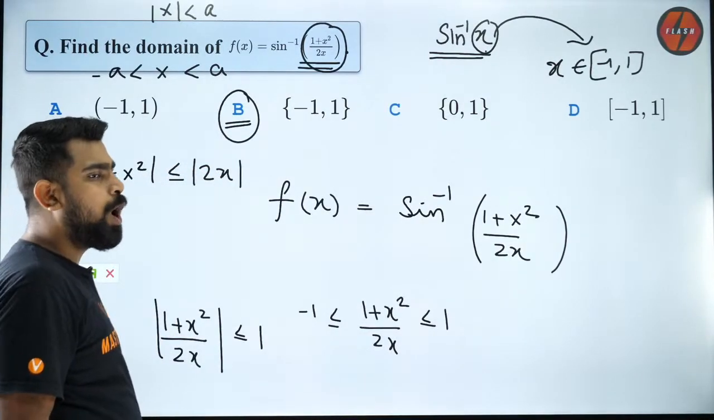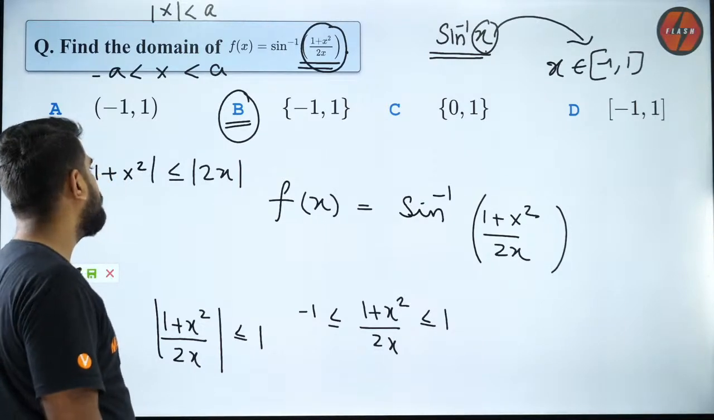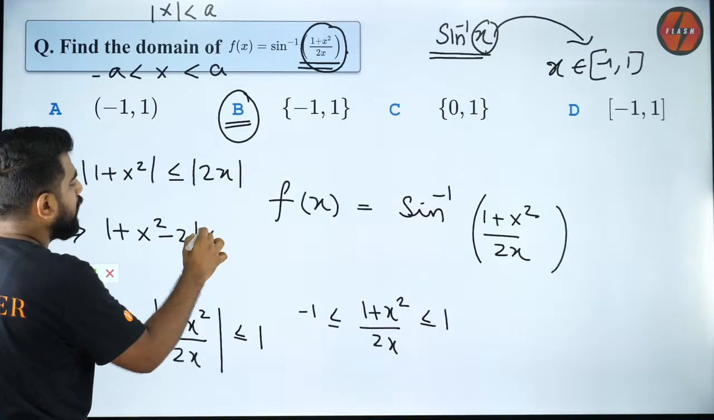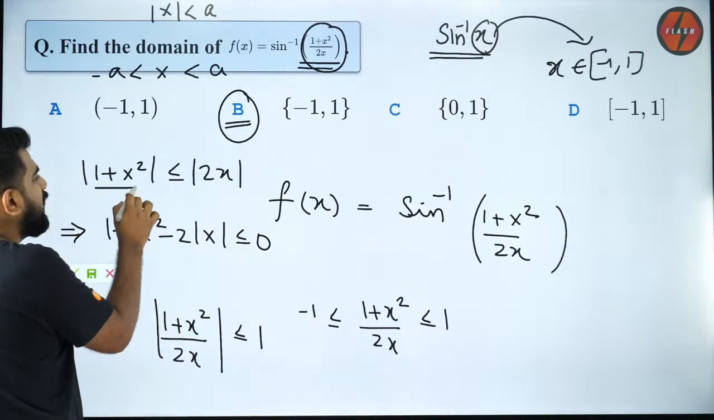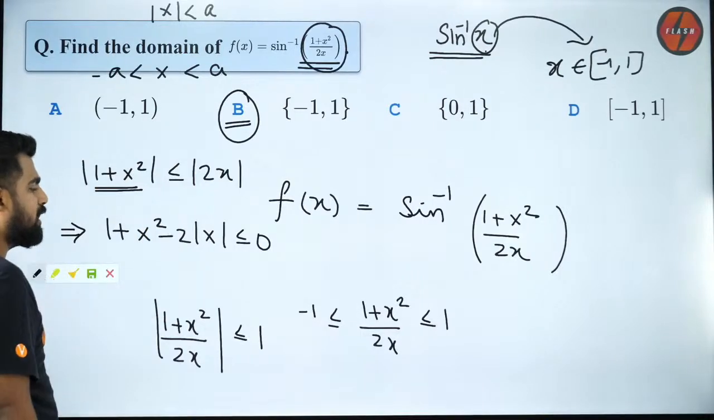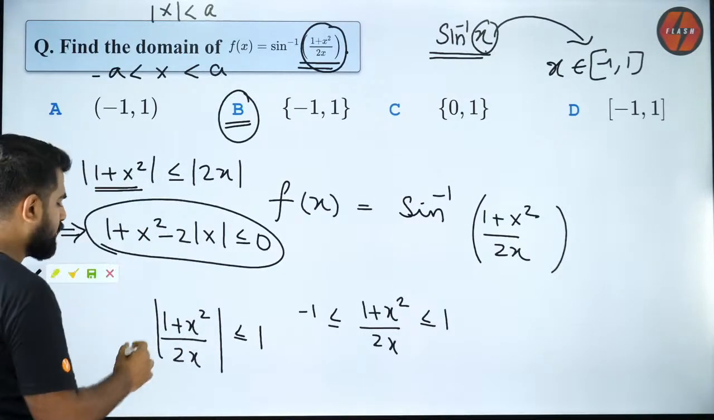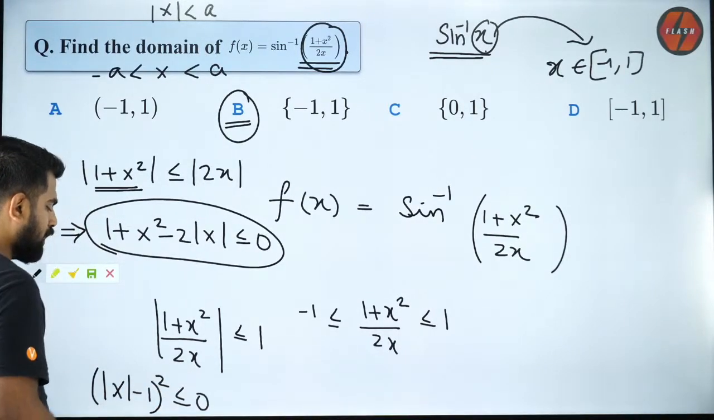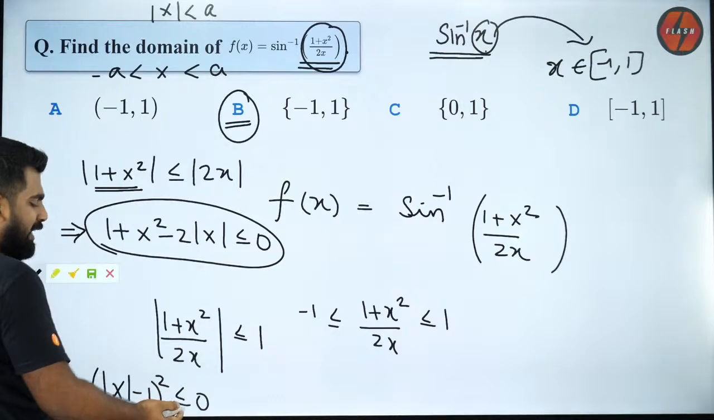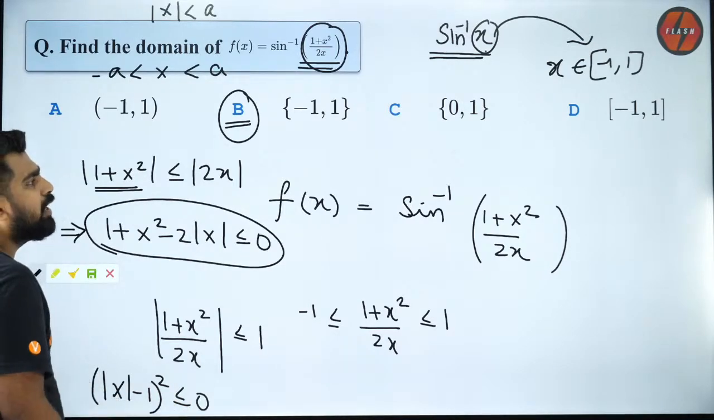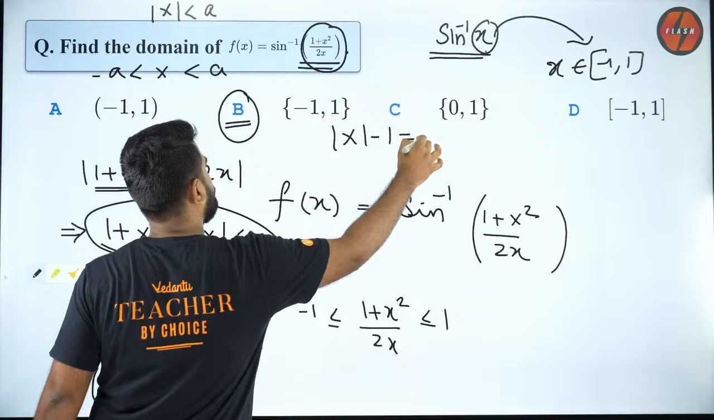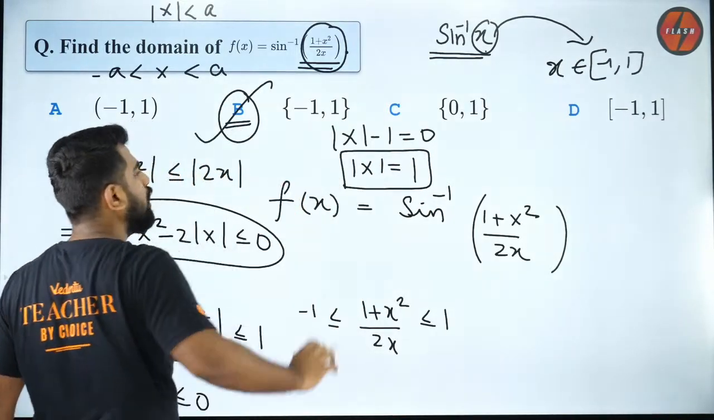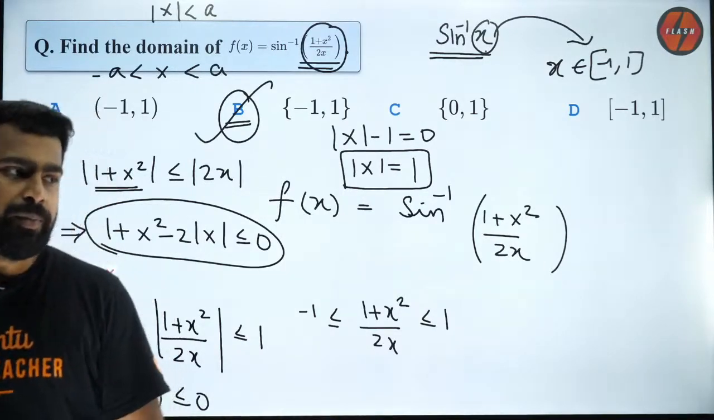Yup. Are you all clear with that? Everybody? So this can be said as 1 plus x square minus 2 mod x is less than or equal to 0. Because this is anyway positive, there is no point in putting modulus. So now this is nothing but mod x minus 1 the whole square is less than or equal to 0. How can mod x minus 1 the whole square be less than or equal to 0? It cannot be negative, so it has to be equal to 0. So that means mod x is equal to 1. So if mod x is equal to 1, x can be plus or minus 1. This is a brilliant way of solving it.